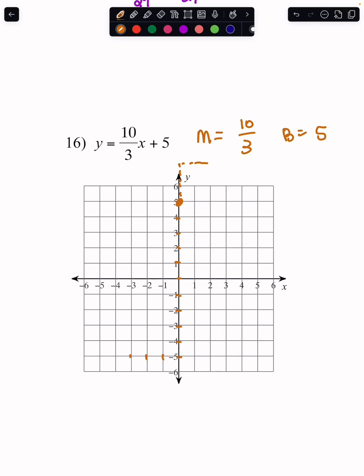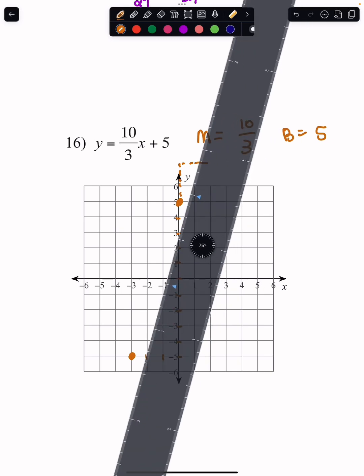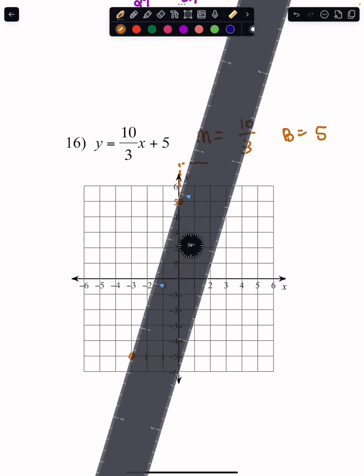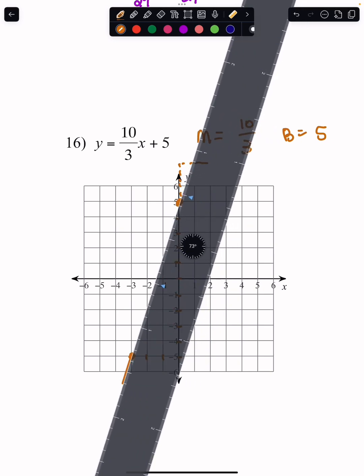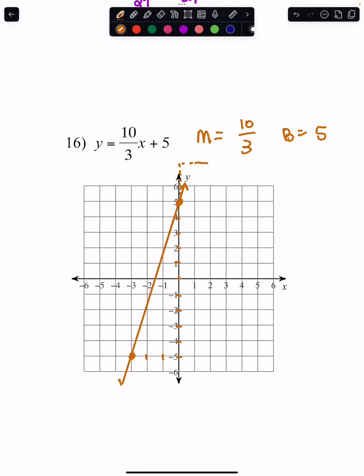Perfect. And then if you're not sure, make sure that when you look here, if this right here is positive, my line going left to right, I'm climbing up. That is a positive slope. Those should be the same. If they're not the same, you did something wrong. Okay?